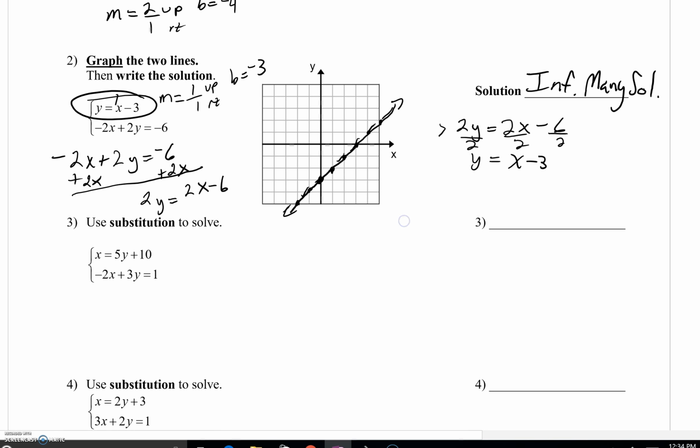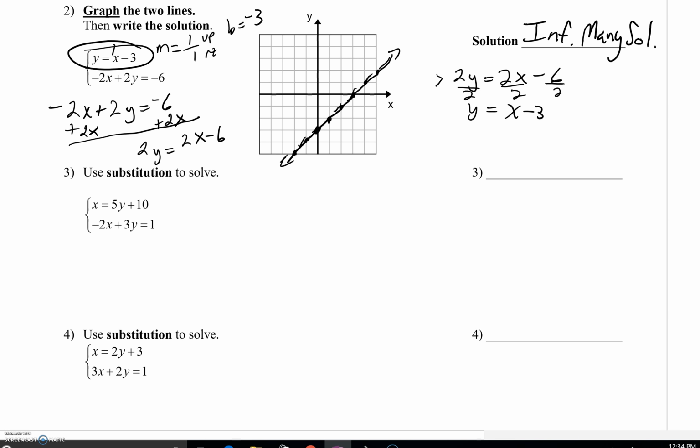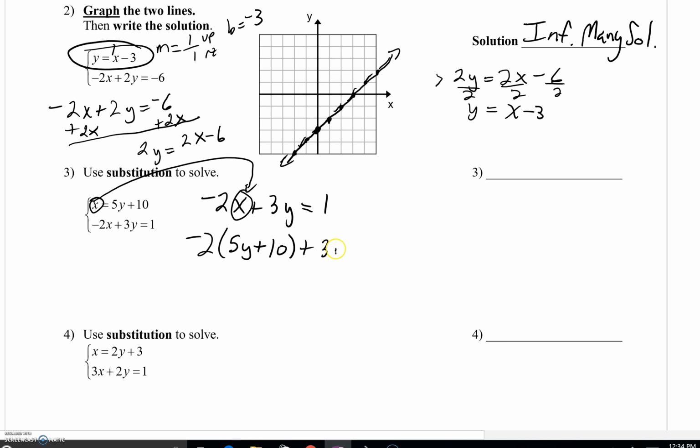For number 3, as we use substitution, please understand that we have another name for x. So when I write negative 2x plus 3y equals 1, this x can be interchanged for a 5y plus 10. Another name for x is 5y plus 10. We're just going to replace x with that expression. Notice I am putting parentheses around it.